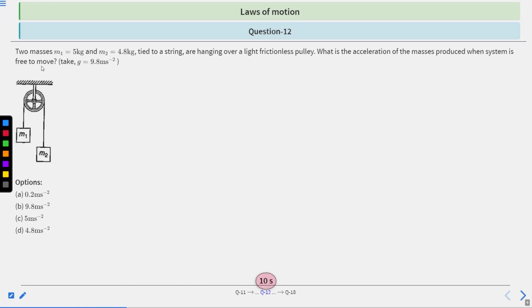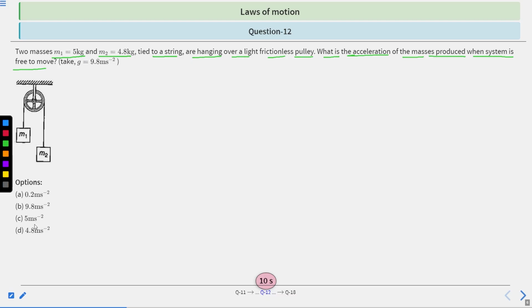Next question. Two masses M1 equal to 5 kg and M2 equal to 4.8 kg tied to a string are hanging over a light frictionless pulley. What is the acceleration of the masses produced when the system is free to move? Take g equal to 9.8 meter per second square.